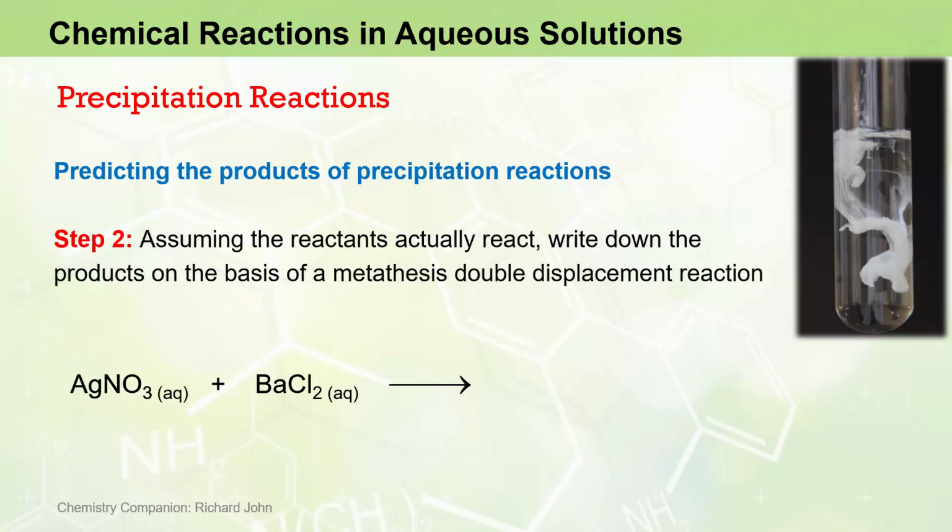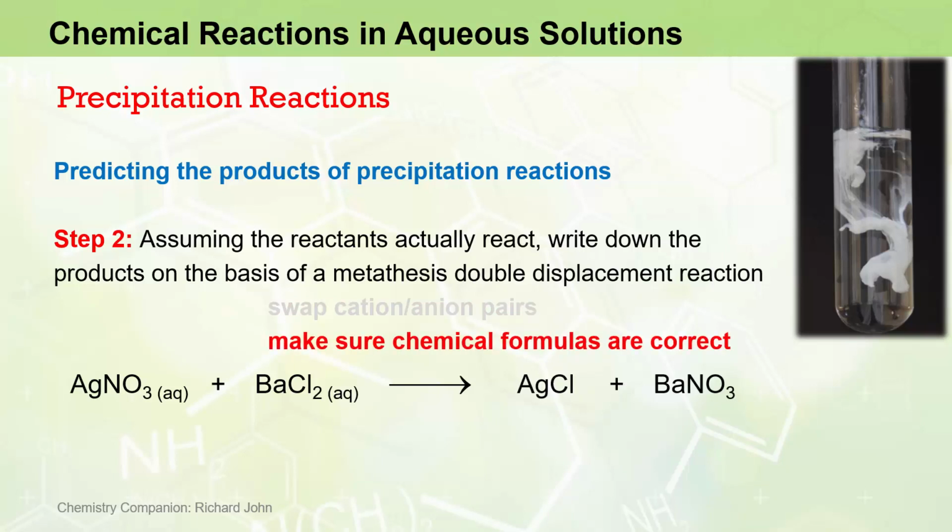The next step, step 2, is to assume that the reactants actually react, and we write down the products based on a double displacement metathesis reaction. That is, we swap the anion and cation pairs around. And so the positively charged silver cation is now going to hook up with the negatively charged chloride anion, and at the same time the positively charged barium cation is going to hook up with the negatively charged nitrate anion. And so all we've done is just swap the cation and anion pairs.